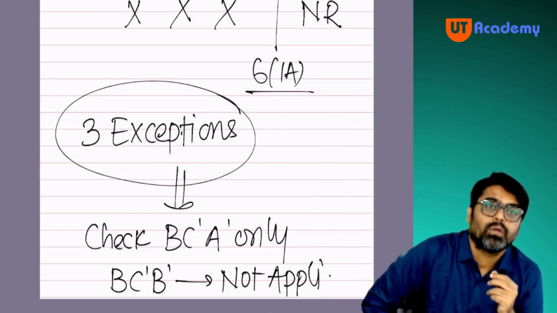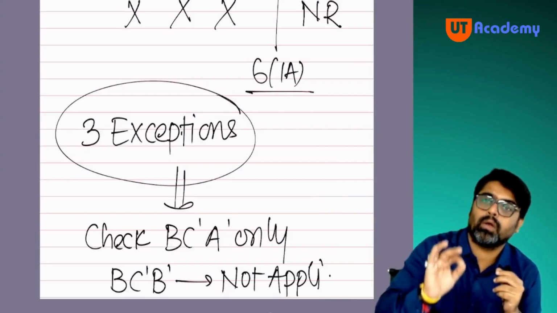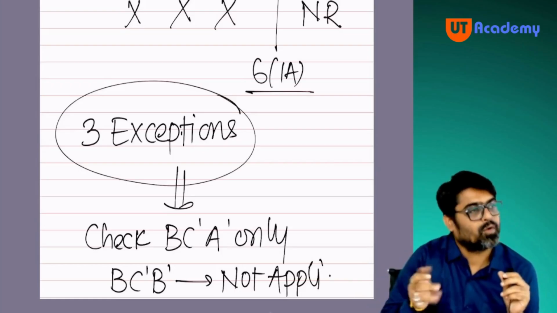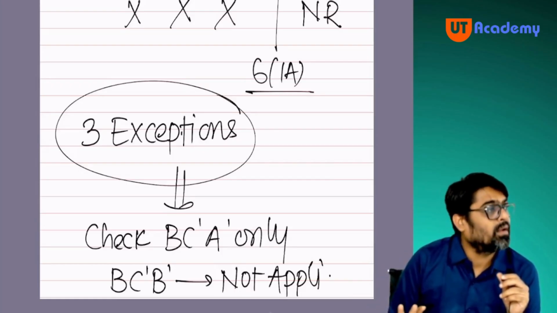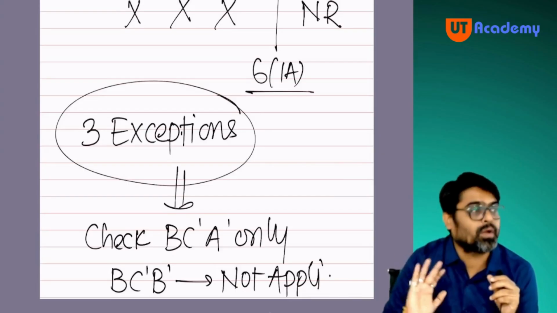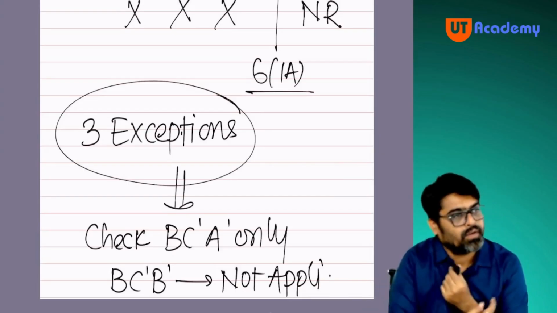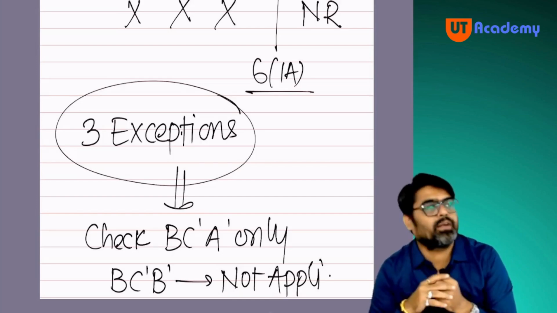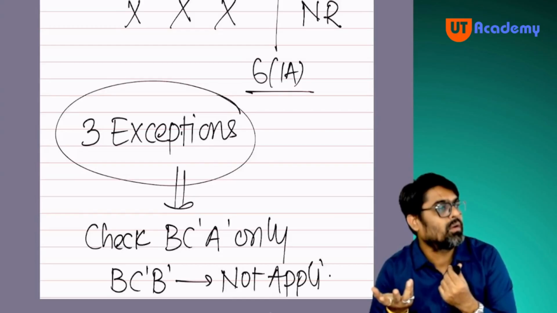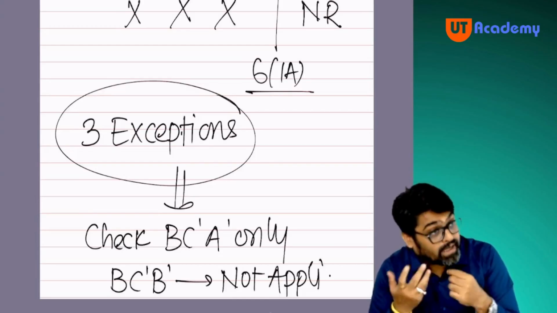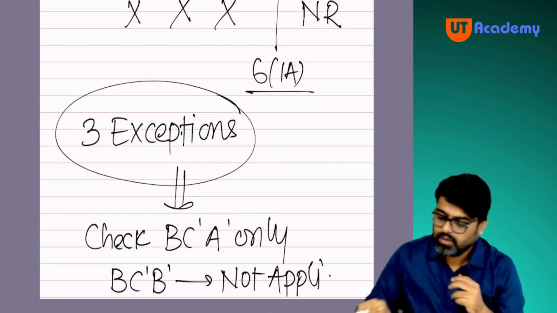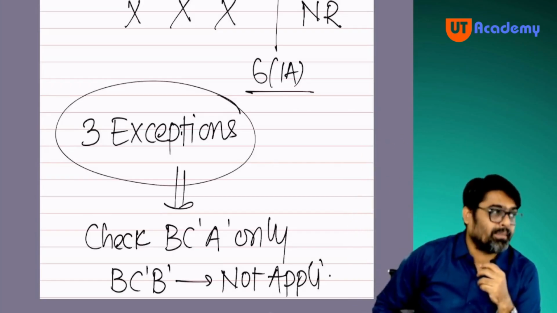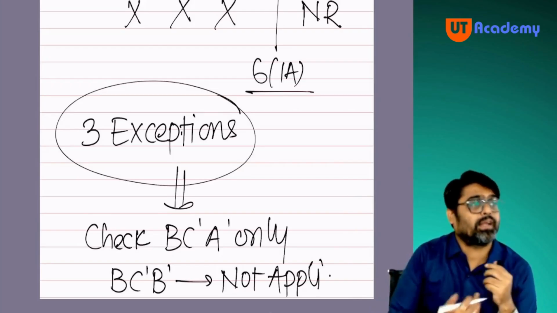Your residential status will be determined only on the basis of basic condition A. That's it. If A is fulfilled, you become a resident. If A is not fulfilled, then non-resident. Don't check B in the case of exceptions. In other cases, if A is fulfilled, you become a resident, don't check B. If A is not fulfilled, then check B also. Those cases are known as normal cases. Am I talking about normal cases or exceptions?